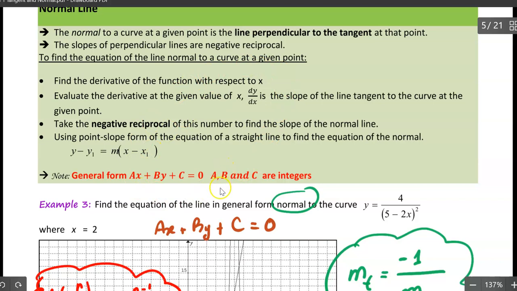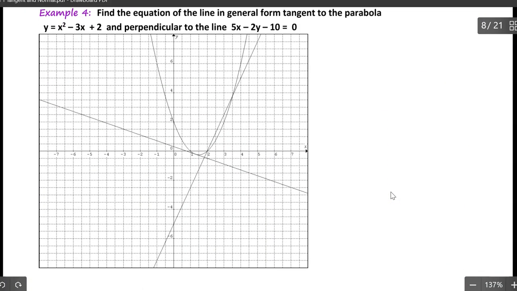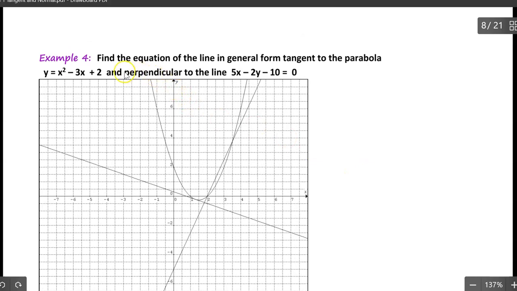application question. They give you the point and the function, then you just have to differentiate and use that point to figure out the slope. But for this example here, they don't give us the point; they ask us to find the line tangent to the parabola. So this is the parabola, this is the function that you have to differentiate, right? So a line tangent to the parabola means you have to differentiate this equation here and find dy over dx. But where is the point x for you to figure out the slope?